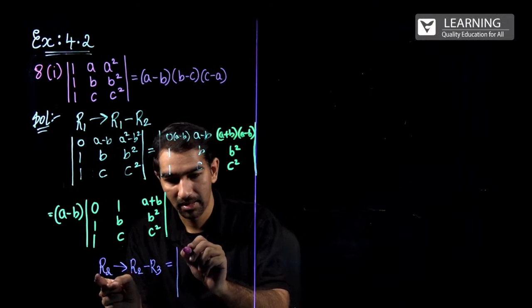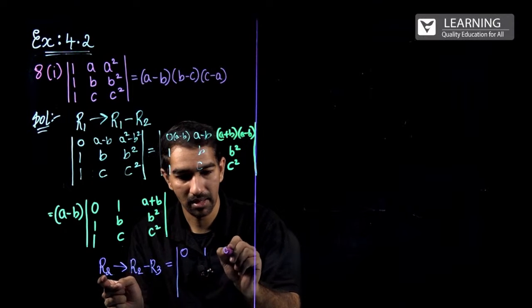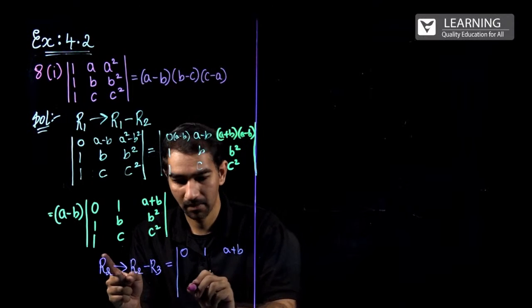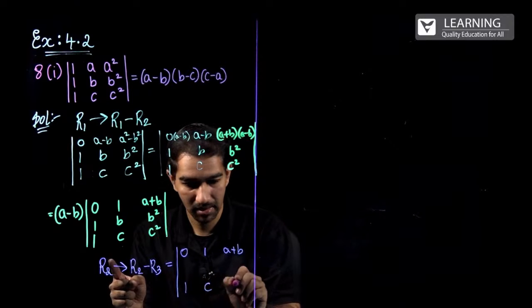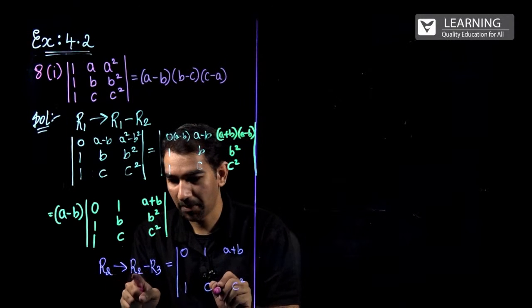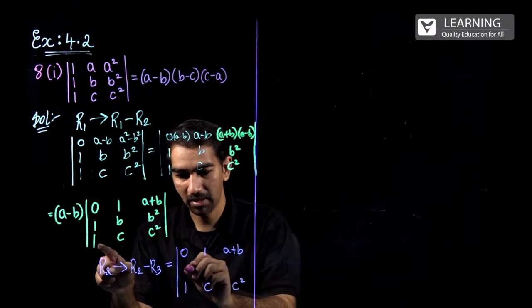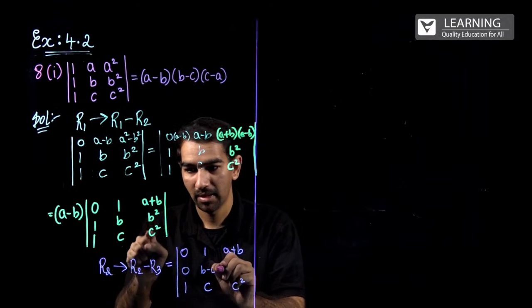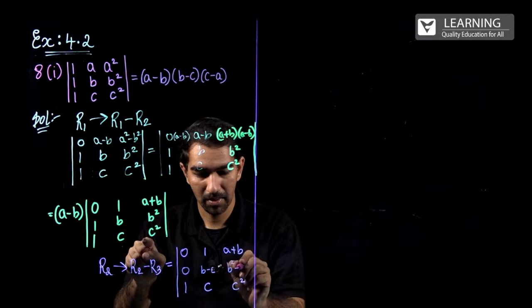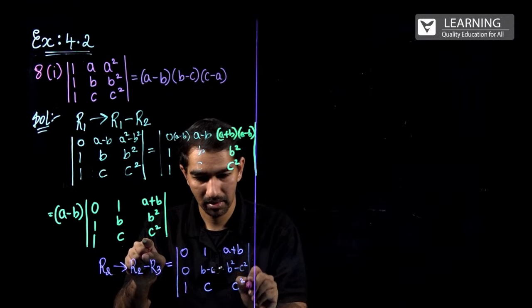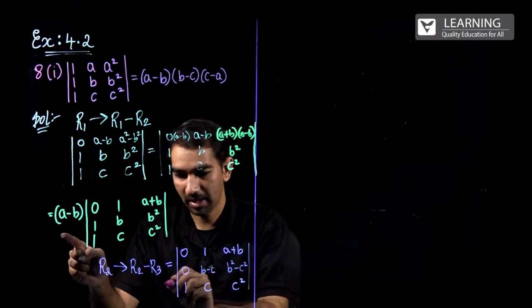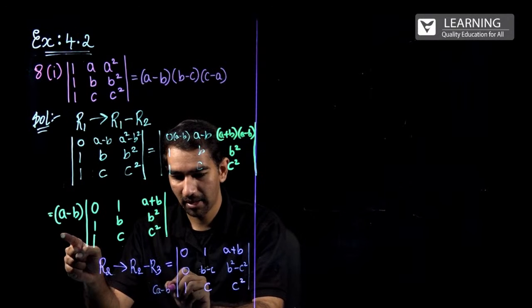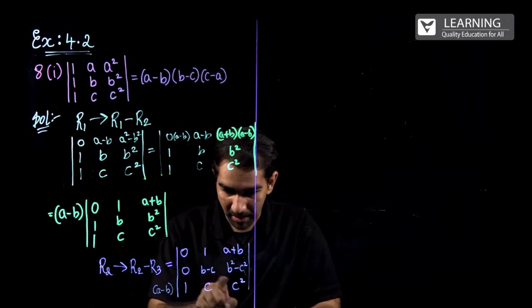So write that 0, 1, a plus b, 1, c, c square. Now operate R2 minus R3: 1 minus 1 is 0, b minus c only. This will become b square minus c square. Okay, outside what do we have? a minus b, write that also, a minus b. Now you see the second row, students.